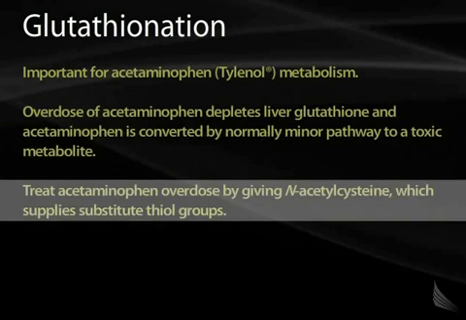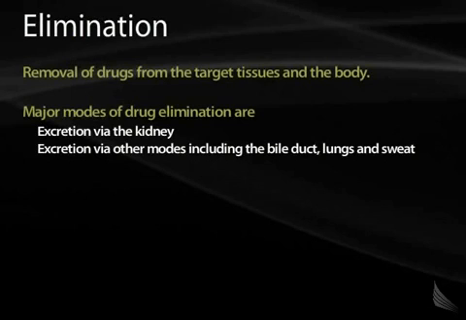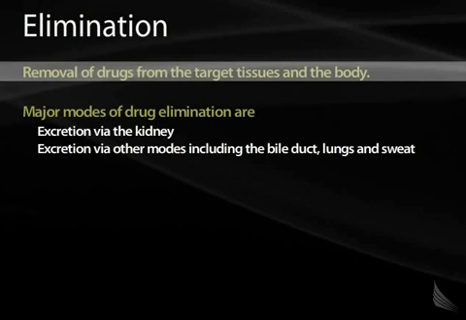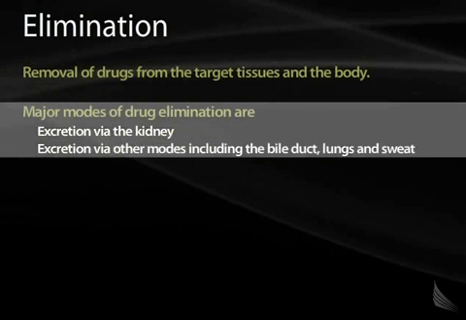These patients should be treated with N-acetylcysteine, and we'll talk more about why that's very important. N-acetylcysteine is a reducing agent that is able to substitute thiol groups into the body. Elimination is a term that describes the removal of the drug from the target tissue and the body. And as you know, major modes of elimination involve the kidney, the biliary system, the lung, and sweat.